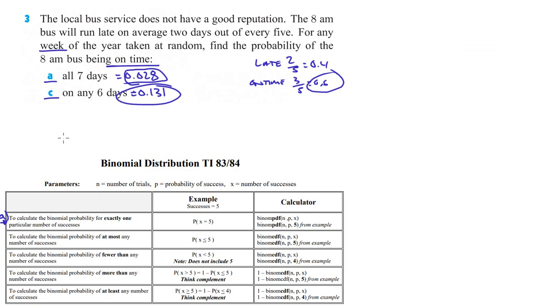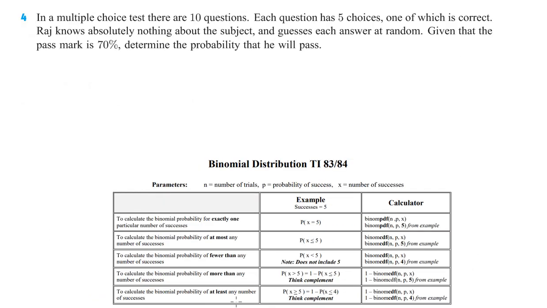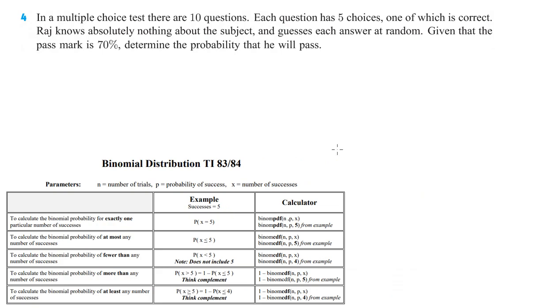Okay? Let's take a look at another one here. Move this over here, give us more room for our calculator. In a multiple choice test, there are 10 questions. Each question has 5 choices, one of which is correct. Raj knows absolutely nothing about the subject and guesses each answer at random. Given that the passing mark is 70%, determine the probability that he's going to pass.